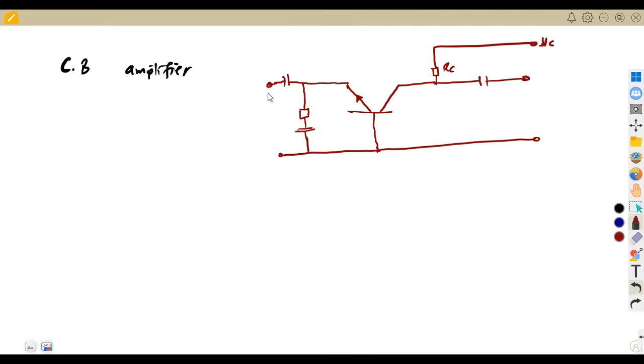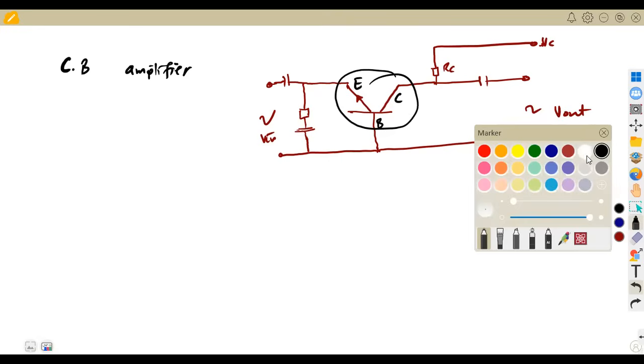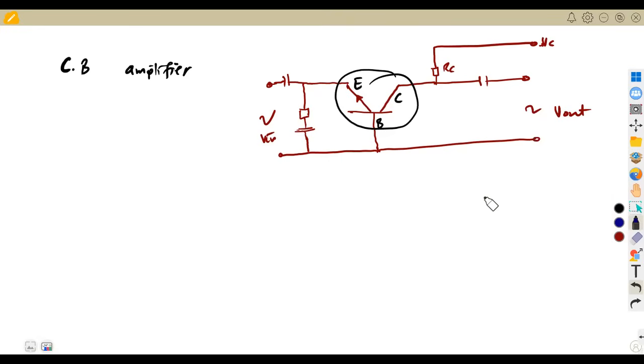This is VC. This is our input, which is our VN, and we've got V out. That's it. We have our transistor. This is our base, this is our collector, and that's our emitter. The most important part I want us to check is the input. What do we consider as the input voltage, the input current, and so forth?